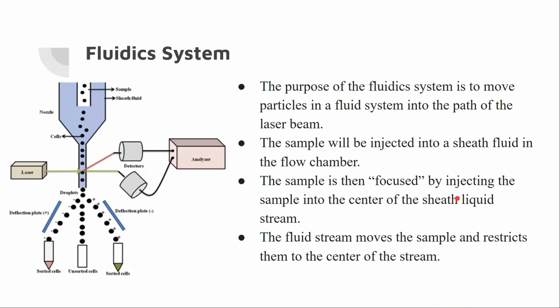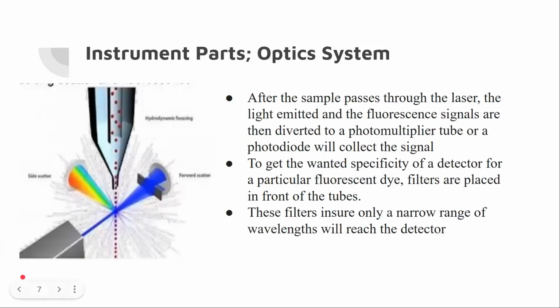So the first part of the instrument is the fluidic system. The purpose of the fluidic system is to move the particles in the fluid system into the path of our laser beam. The sample will be injected into a sheath fluid inside of the flow chamber. This sample is then focused by injecting the sample into the center of the sheath liquid stream. You can see they're up in a line. So this fluid stream moves the sample and restricts them to the center of the stream. This is really important so the detectors can detect any movement or any break in the laser, and that's how we know the information about the single cells.